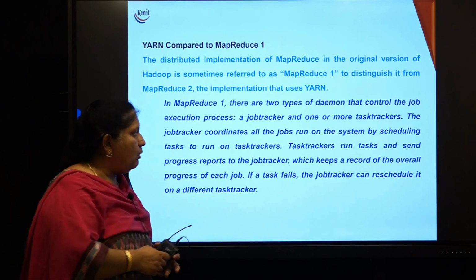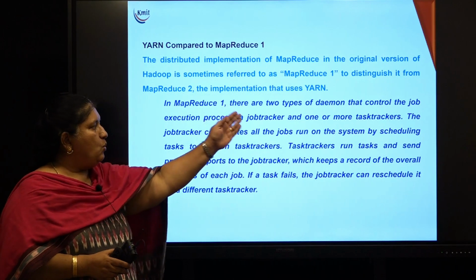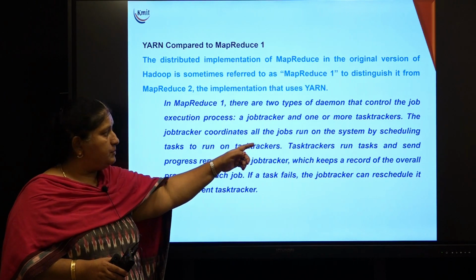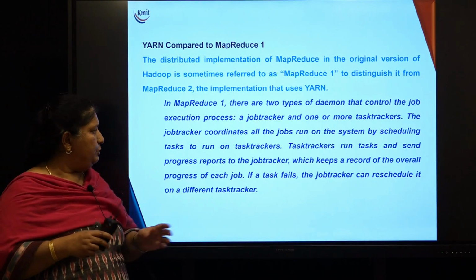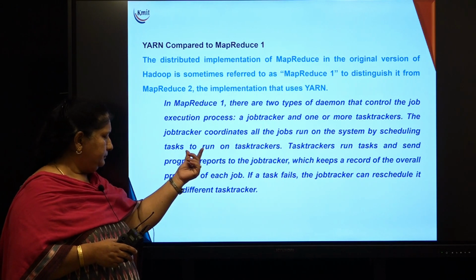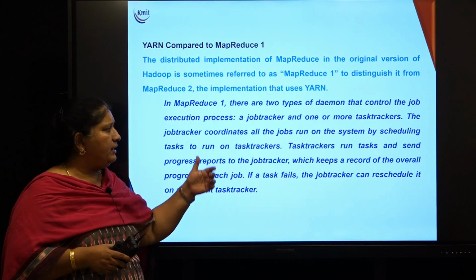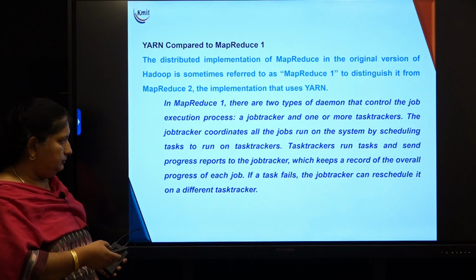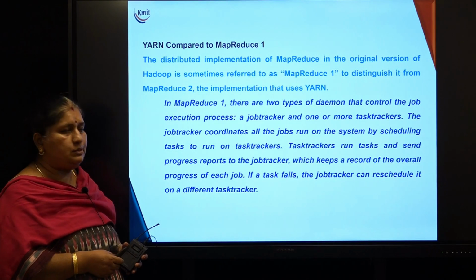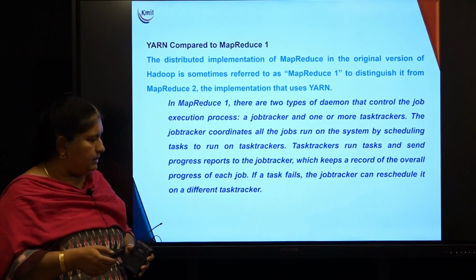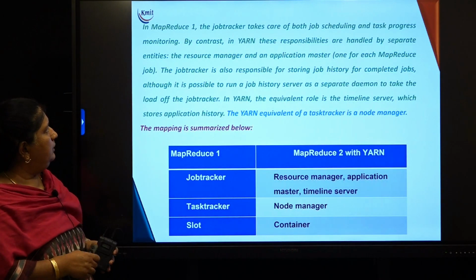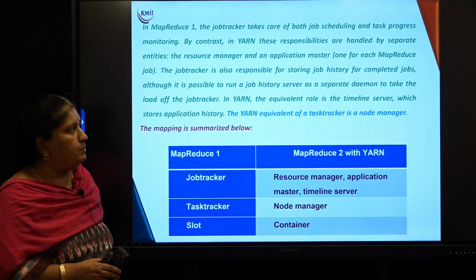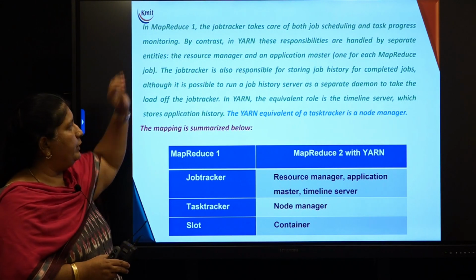So, in the Hadoop 1 model, we used to have a job tracker and one or more task trackers, and the job tracker was coordinating all the jobs running on the system by scheduling algorithms and so on. And what are the task trackers doing? They were running the tasks and sending progress reports to the job tracker. And if at any time a task fails, what will the job tracker do? It reschedules it on another node. So, in MapReduce 1, the job tracker was taking care of both job scheduling and progress monitoring.